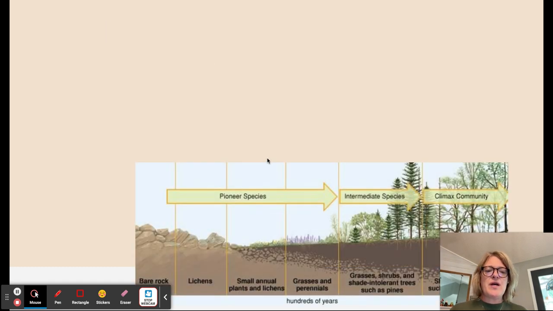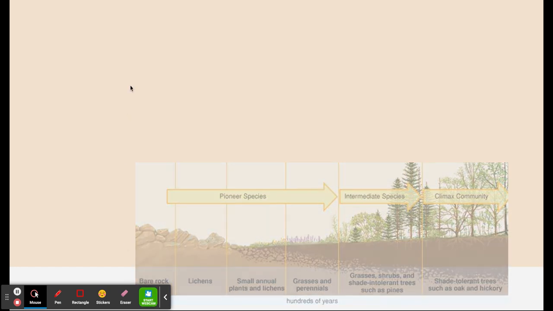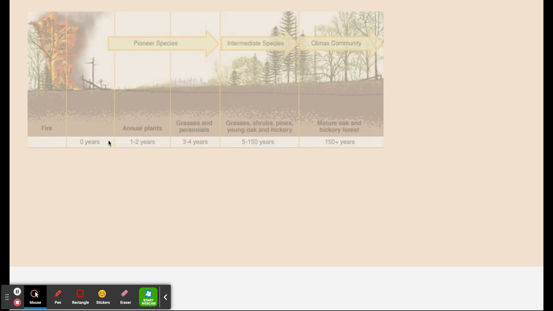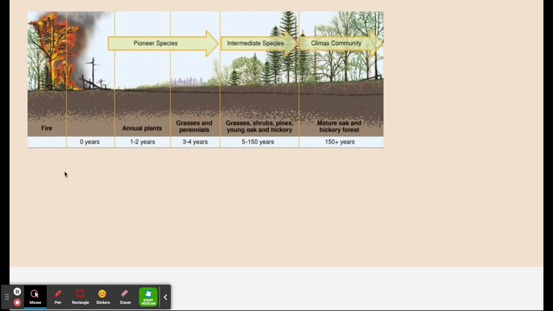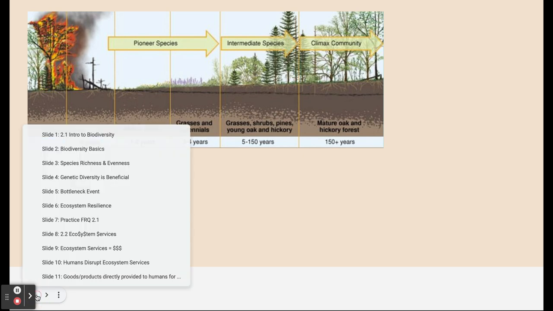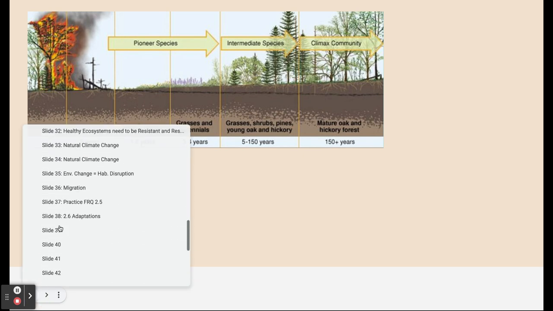Okay, so we're going to take a little bit closer look here at these two concepts. So the first is primary succession. Actually, I'm going to hit the back button here. Let's see if I can get this back to the previous slide.